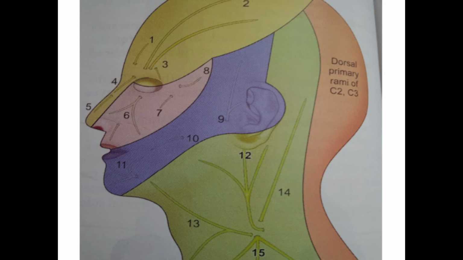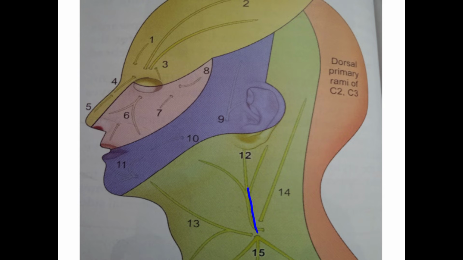Observe the violet color area. This is the zone supplied by the mental branch, and this is the buccal nerve, and here you get the auriculotemporal nerve supplying both auricle as well as the temple. This is the mandibular zone, and from the cervical plexus we get two branches entering into the face.